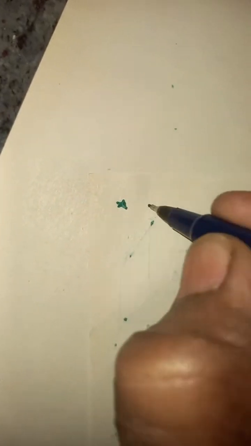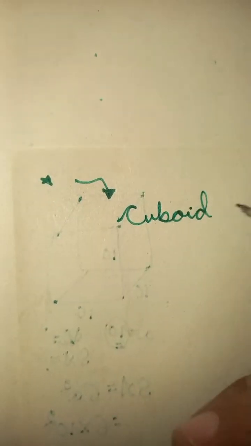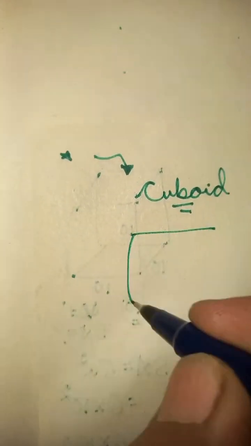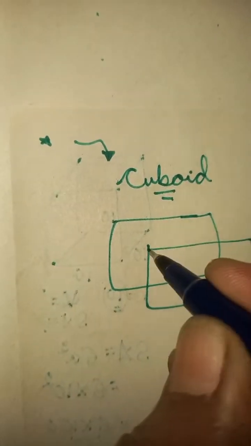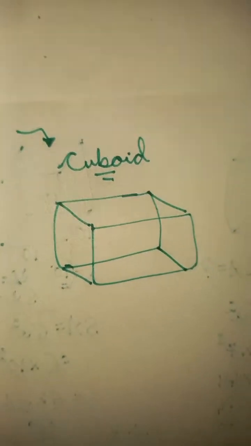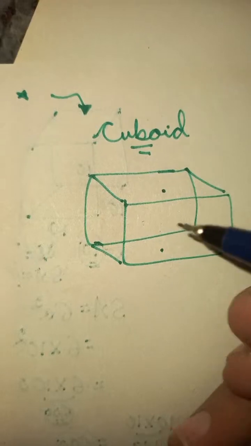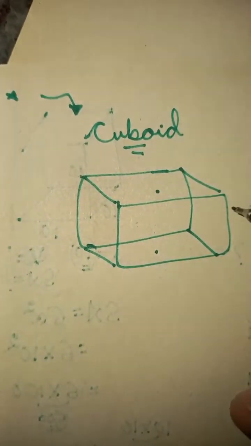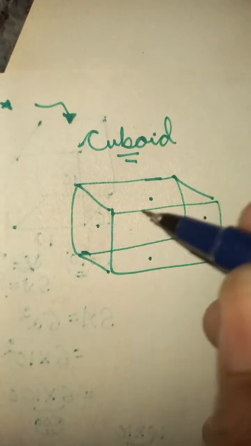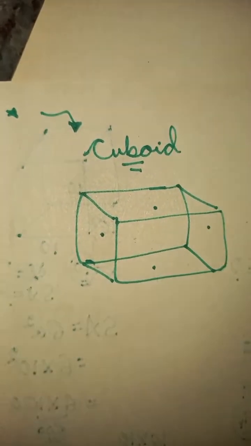I will tell in the next video how to find the surface area of a cuboid. Surface area means you need to find the area of all surfaces. If you take this as a cuboid, it has 6 surfaces. Here, opposite surfaces have the same area. This top surface and bottom surface have the same area, the left side and right side surfaces also have the same area, and the front and back surfaces also have the same area.